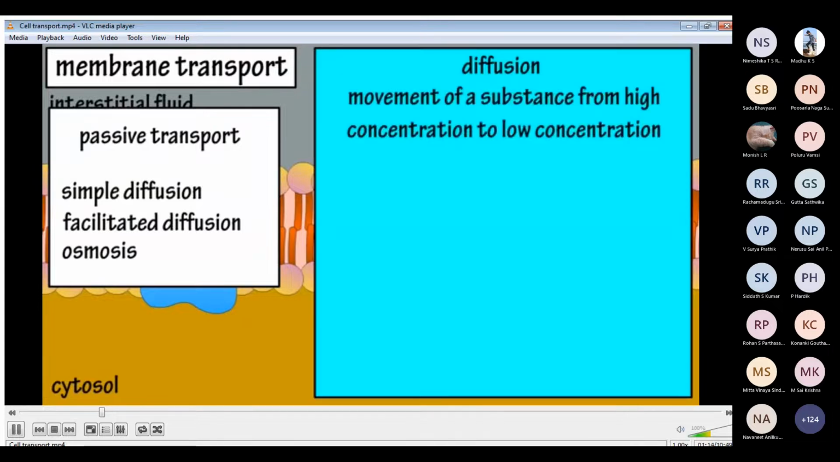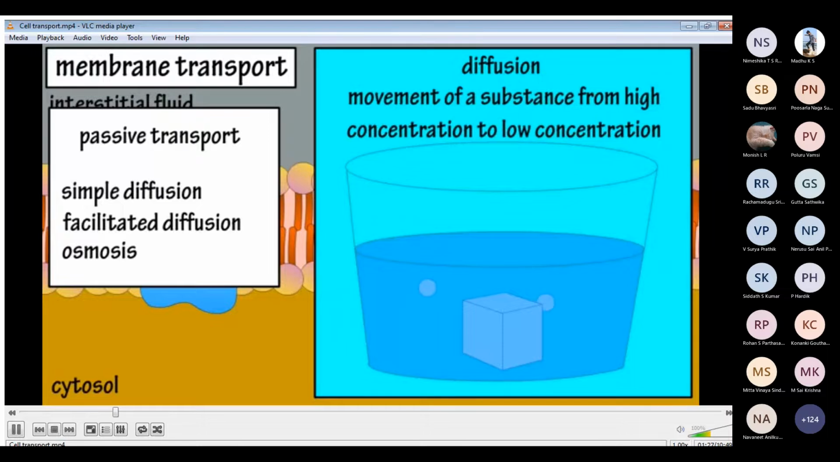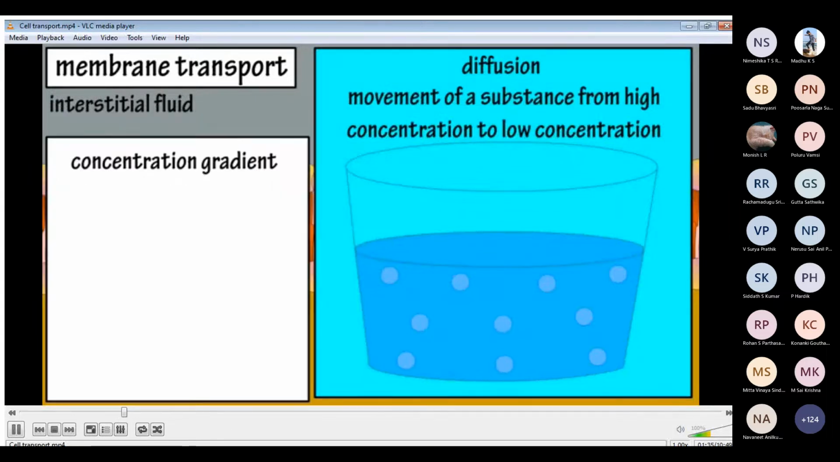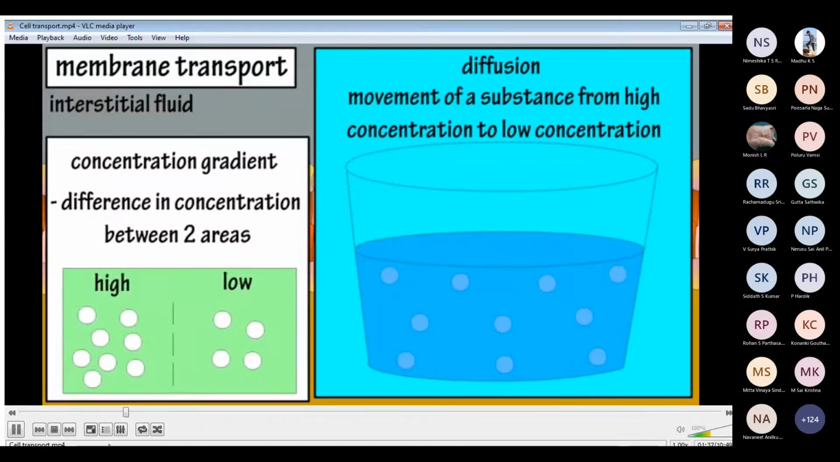Diffusion is the movement of a substance from where it has a high concentration to where it has a low concentration, or the tendency of a substance to spread out evenly over a given space. For instance, when a sugar cube is dissolved in water, over time the cube will dissolve and eventually spread out evenly in the water until it reaches equilibrium. Diffusion occurs down a concentration gradient, which is a difference in concentration of a substance between two areas. So the sugar molecules will move from an area of high concentration to an area of low concentration.